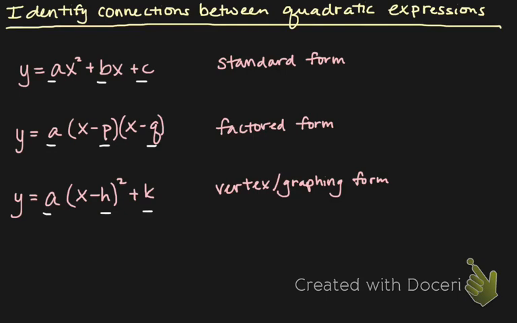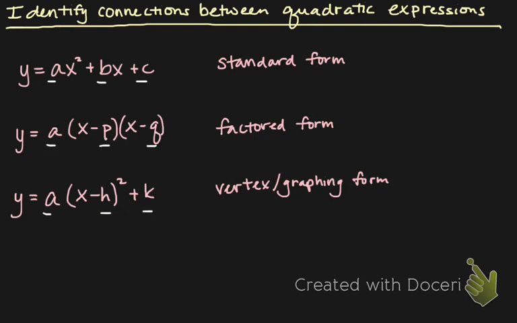For example, we have y equals ax squared plus bx plus c, where a, b, and c all represent numerical values. Factored form will appear as y equals a times the quantity x minus p times the quantity x minus q, where a, p, and q are also all numerical values. And our final form is vertex or graphing form, which is going to be represented by y equals a times the quantity x minus h squared plus k. So these are the different forms that all represent quadratic expressions.